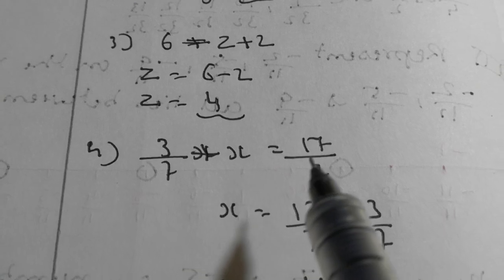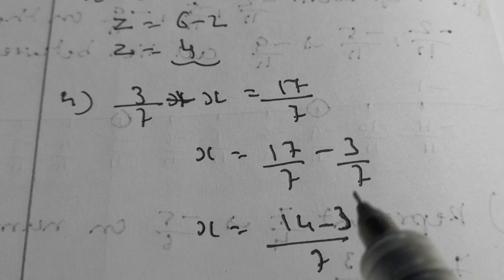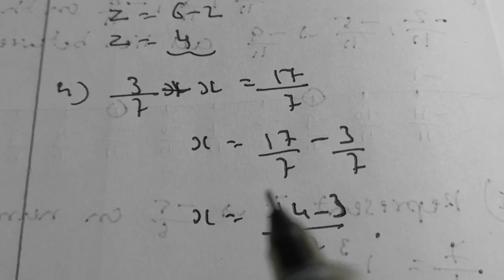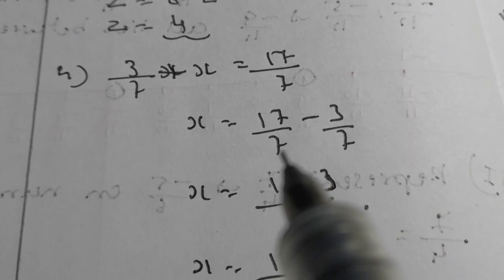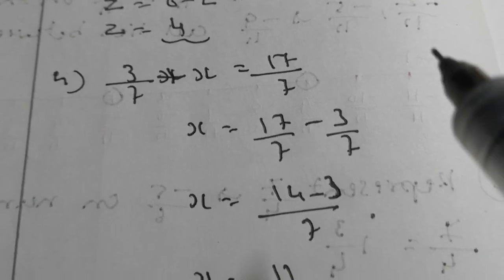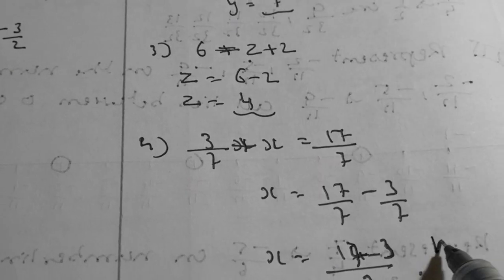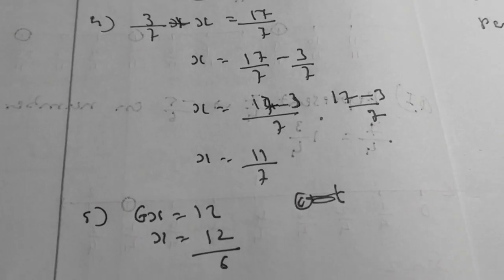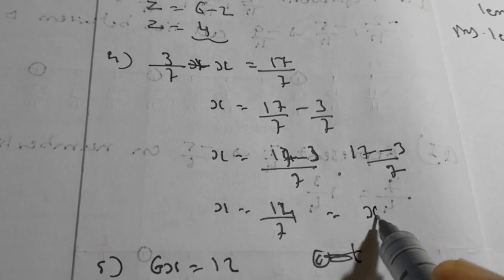3 upon 7 plus x is equal to 17 upon 7. So I am shifting this 3 upon 7 to the right hand side. As it is plus over here, it will become minus. 17 upon 7 minus 3 upon 7. The denominators are the same, so 7 is the common denominator. 17 minus 3 upon 7. So 17 minus 3 is 14. 14 upon 7, x is equal to 2.